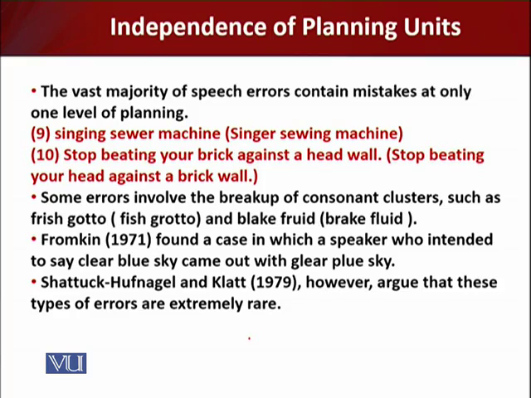Fromkin found a case in which a speaker who intended to say "clear blue sky" came out with "glare blue sky." Now, this is not a simple switch of phonemes. Rather, according to Fromkin, it is a shift of phonological features from B in blue to K in clear. When the voicing feature is lost from B, the result is P, and when it is added to K, the result is G.